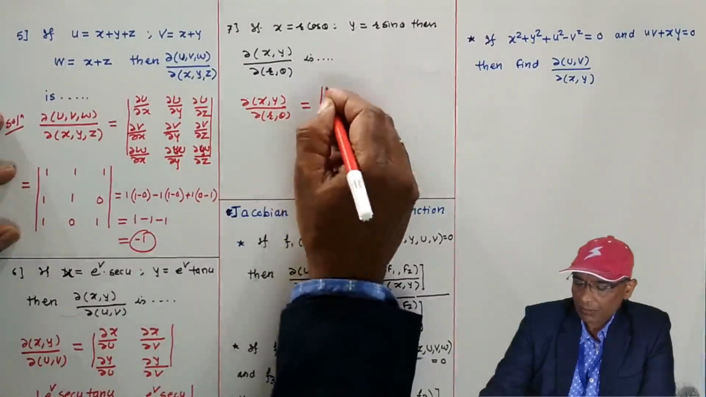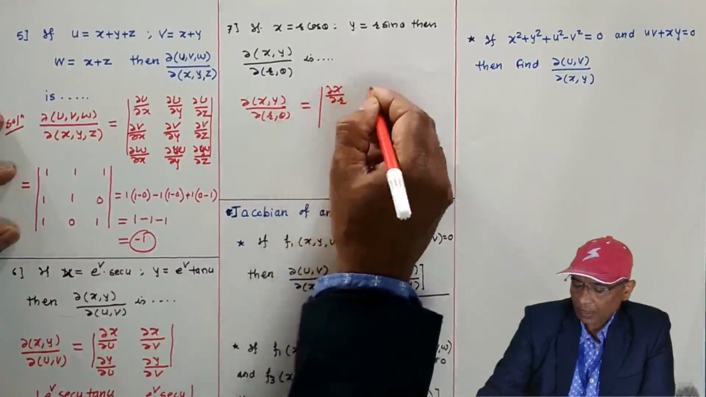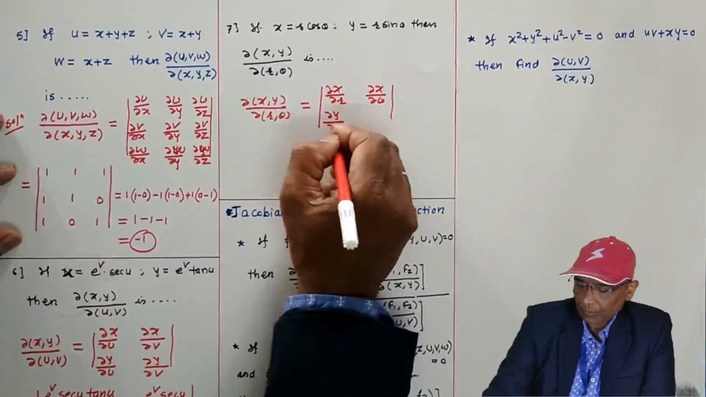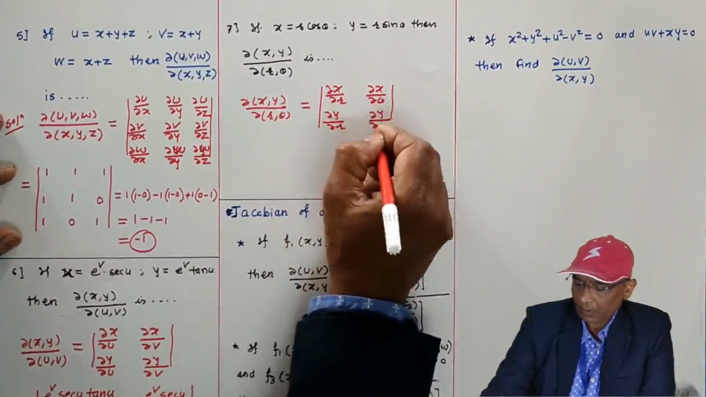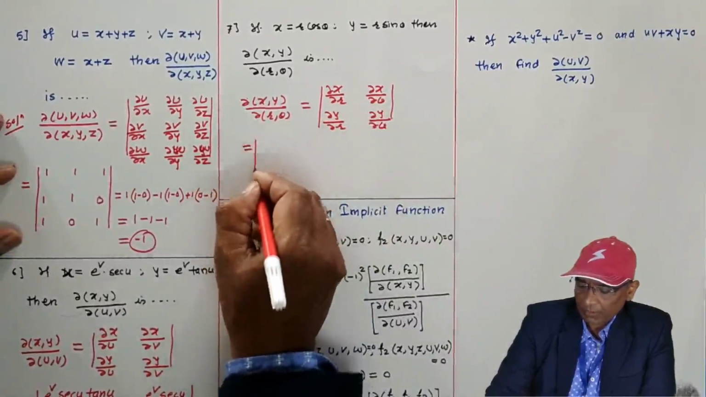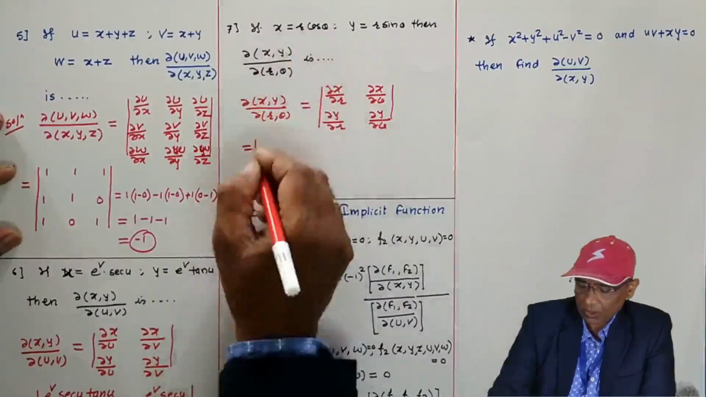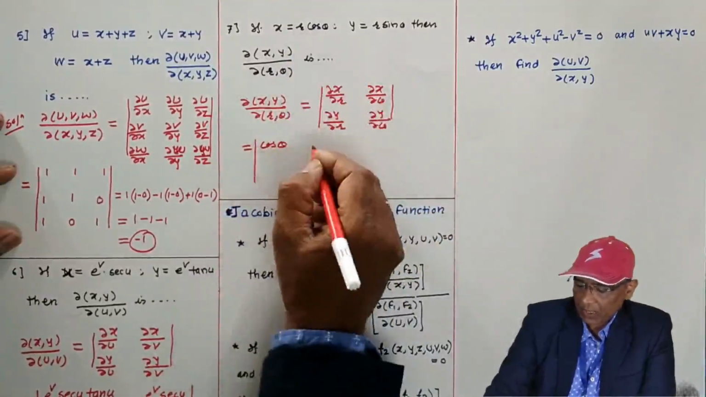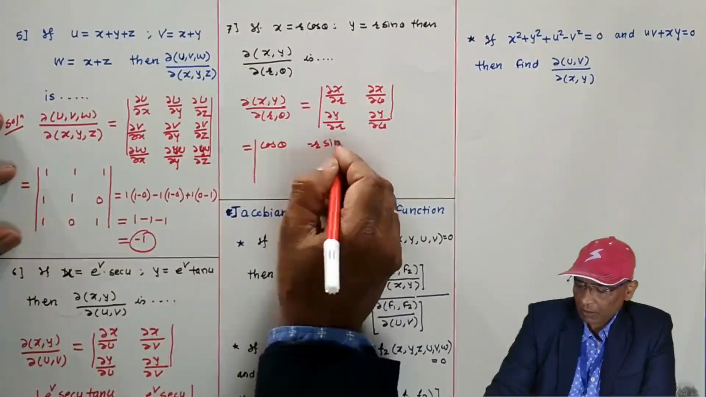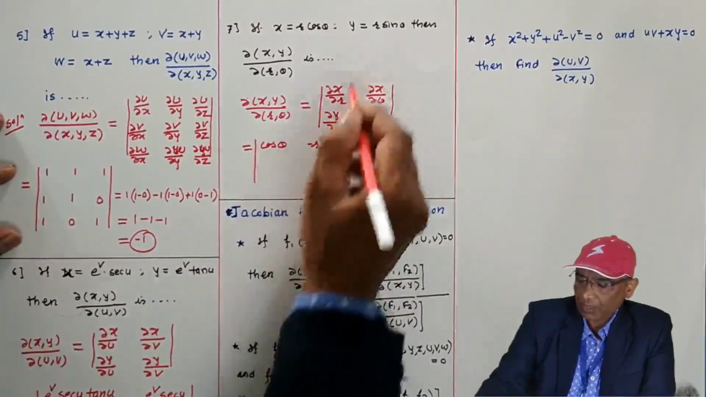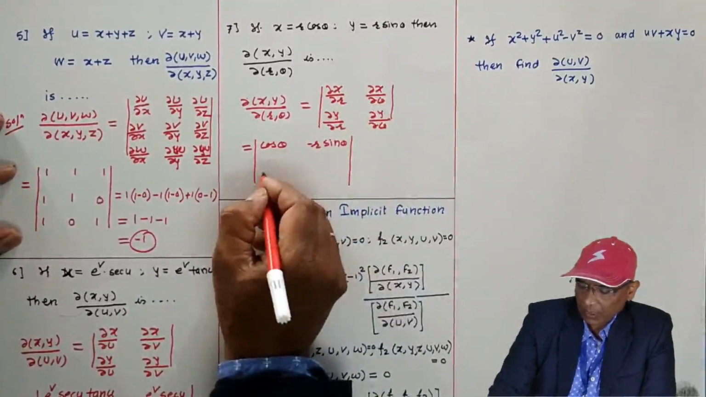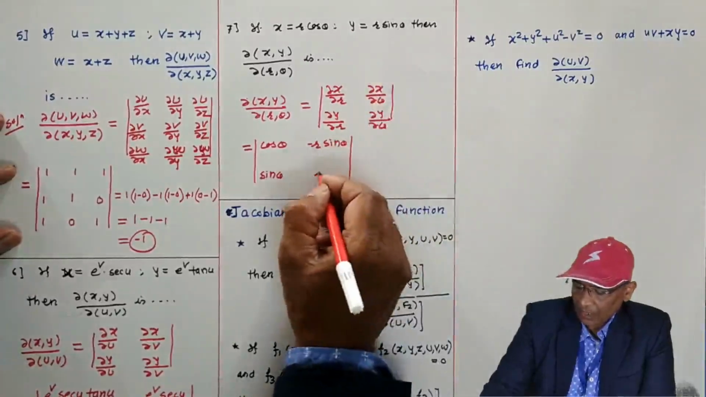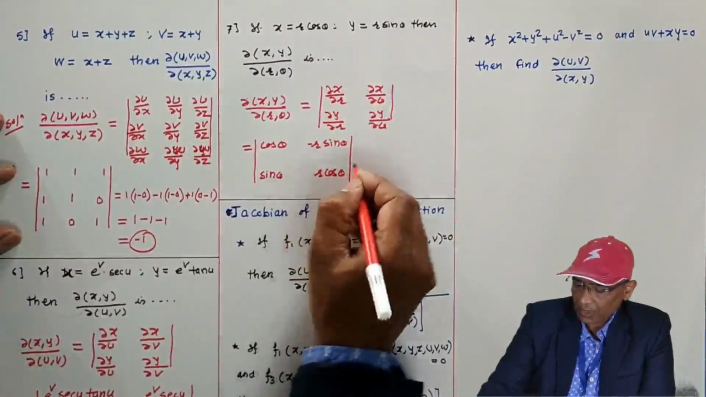By definition, first row for x, second row for y. Now take derivative of x with respect to r, keeping theta constant. Derivative of r is 1, cos theta is remaining. Derivative of x with respect to theta, r is constant. Derivative of cos is minus sin. Derivative of y with respect to r, derivative of r is 1 and sin theta is as it is. Derivative of y with respect to theta, r is a multiplicative constant and derivative of sin is cos.